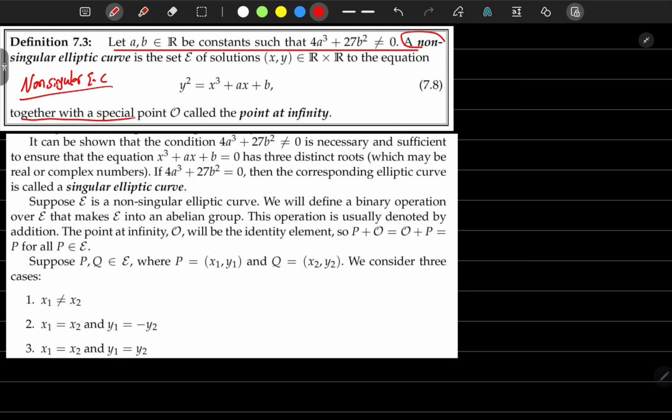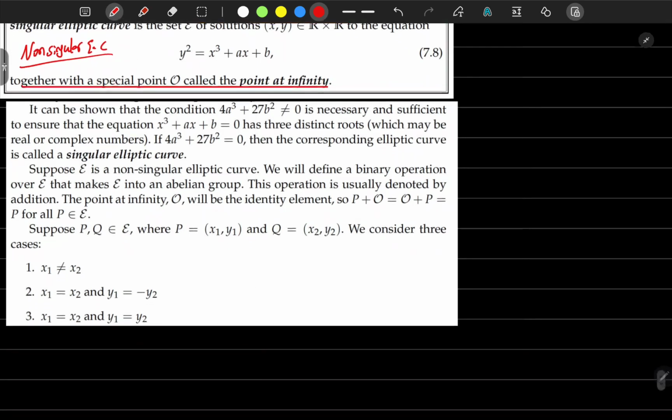Read this point. It is saying together with a special point 0 called the point of infinity. So a non-singular elliptic curve is nothing but a set of points (x, y) satisfying this equation, and the point at infinity. Basically the point at infinity is also part of a non-singular elliptical curve. This point you have to remember: the point at infinity is also a part of EC only.